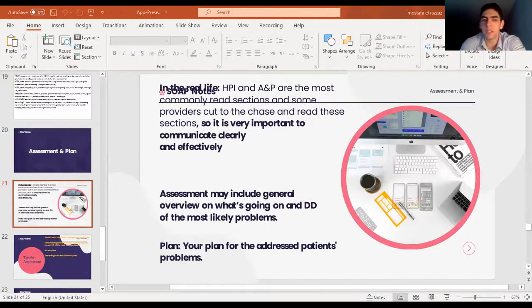Objectively speaking, a system-based problem list is more comprehensive. It is less likely to miss something, but it is very long and very detailed.